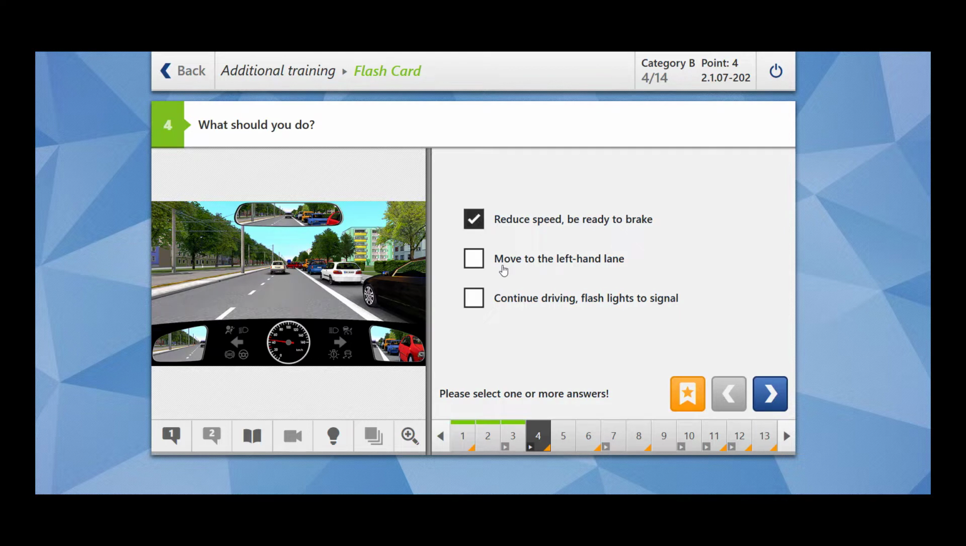Exactly. Move to the left hand lane. You should not do that. Why? Because you have seen there is a motorcyclist coming on the left lane. Continue driving, flash lights to signal. This is wrong, because if you continue driving, even if you try to flash lights, it can cause accidents. So you should reduce speed and be ready to brake.